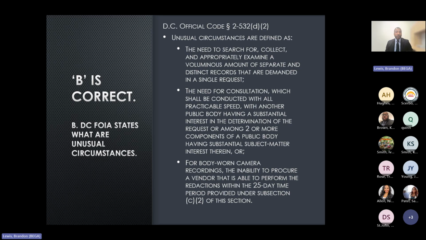or for body-worn camera recordings, the inability to procure a vendor that is able to perform the redactions within the 25-day time provided under subsection (c)(2) of this section.